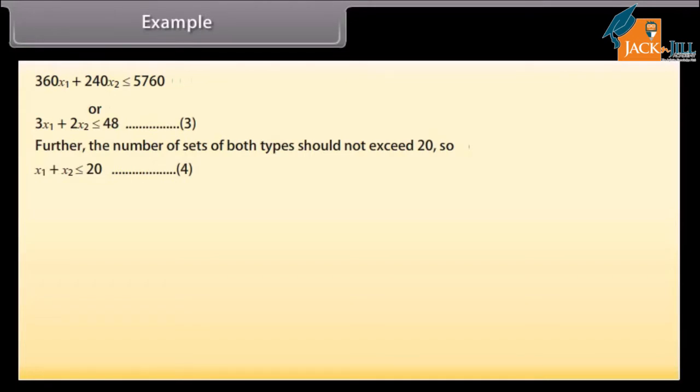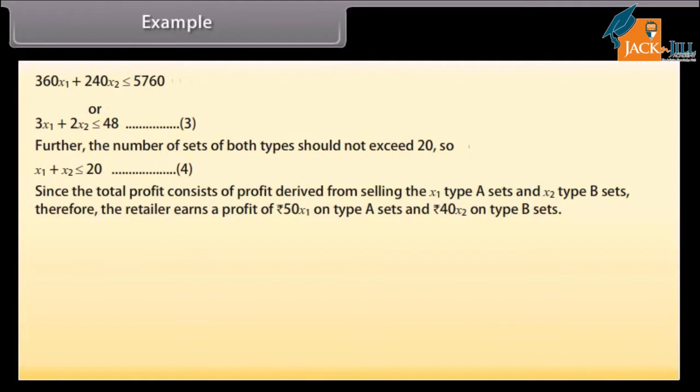Mark it as 4. Since the total profit consists of profit derived from selling the x1 type A sets and x2 type B sets, the retailer earns the profit of Rs 50x1 on type A sets and Rs 40x2 on type B sets. So the total profit is given by Z equals 50x1 plus 40x2.